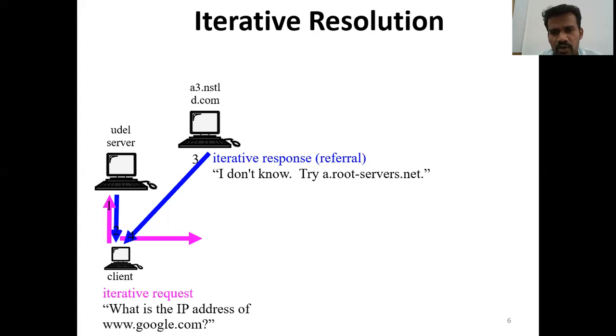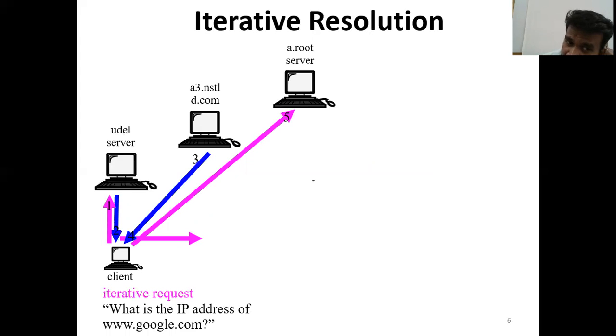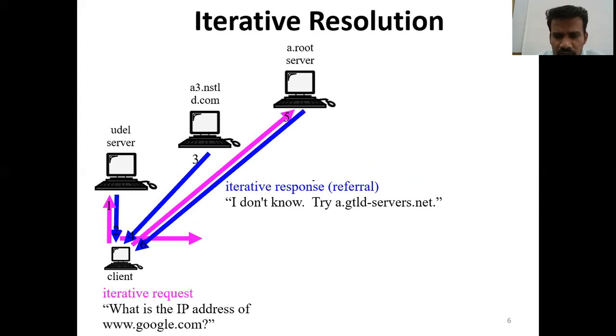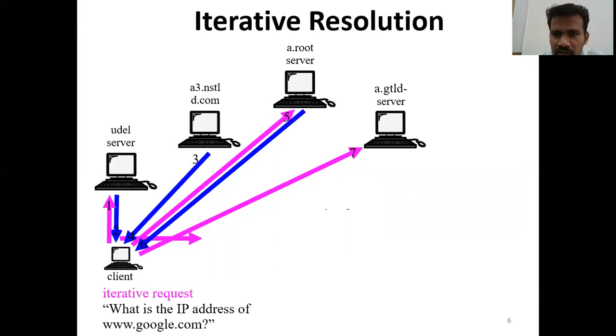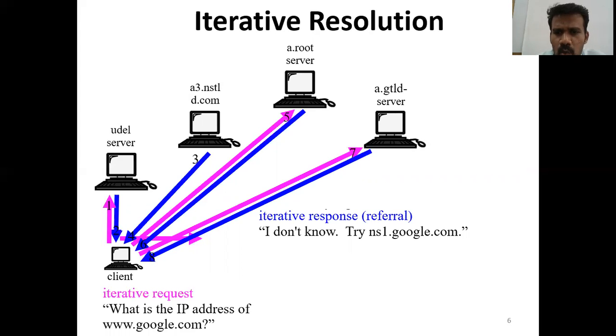This is a.root-server.net. So again, the client is sending to one more server, which is the a.root server. Again, the a.root server doesn't know the IP address. Then it sends back a referral to one more server, which is a GTLD server. So again, the client is going to send to the GTLD server. Again, the GTLD will respond back that we don't know the IP address of google.com.